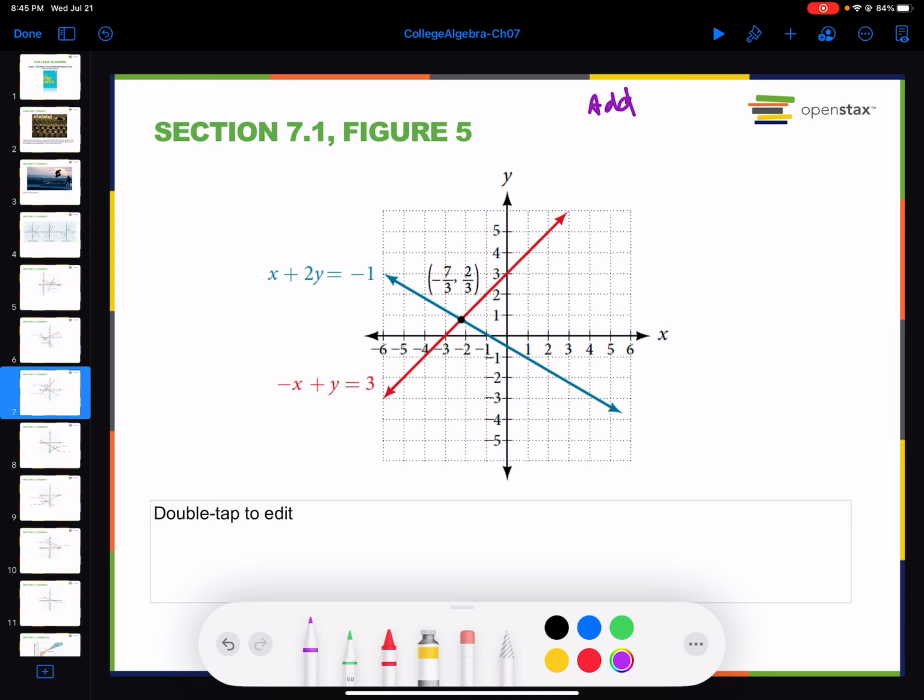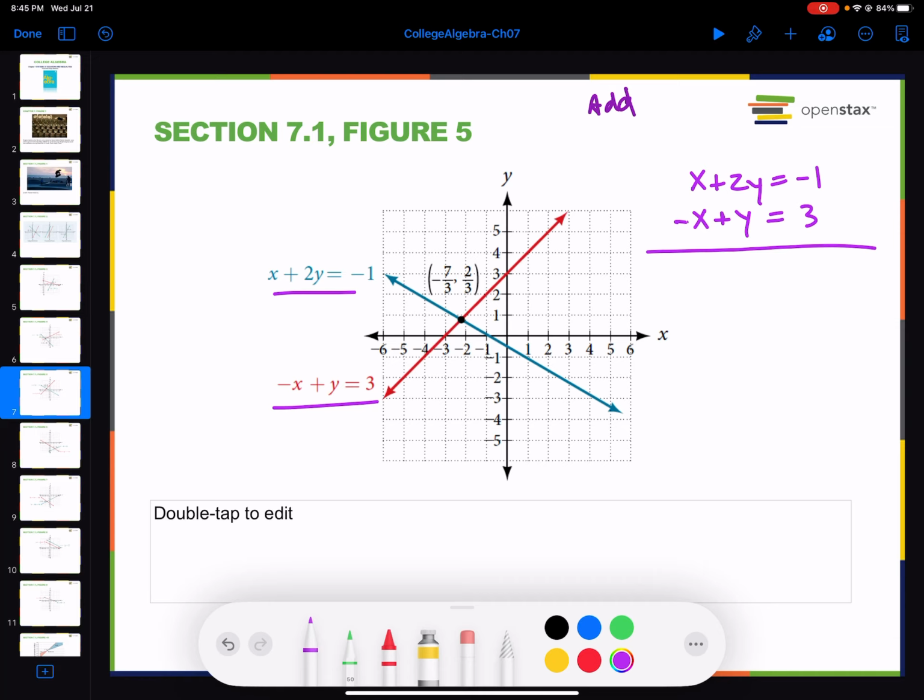And this next one is the addition method. If you were to add up these equations, you want to eliminate one of the variables. If we add up these equations, we can eliminate the x right away. So let's take our equations, write them on top of each other, and then we're going to add them.